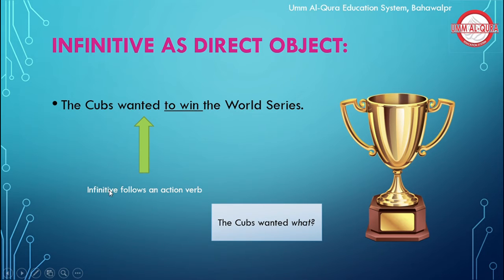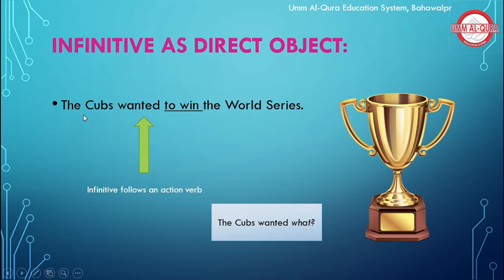Infinitives follow an action verb. When the infinitive is coming after an action verb, a proper verb, then it is acting as a direct object. Here I would like you to recall the structure of a sentence which you've been studying since your initial classes: that sentence has subject, verb and then object. We also read about transitive verbs where direct objects exist, the object which directly receives the action.